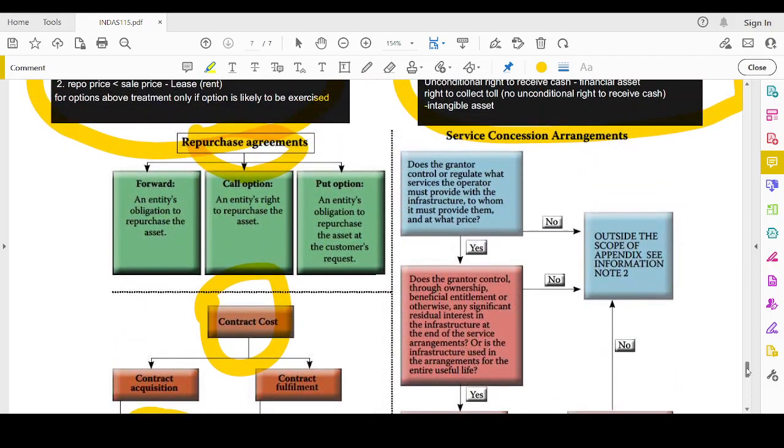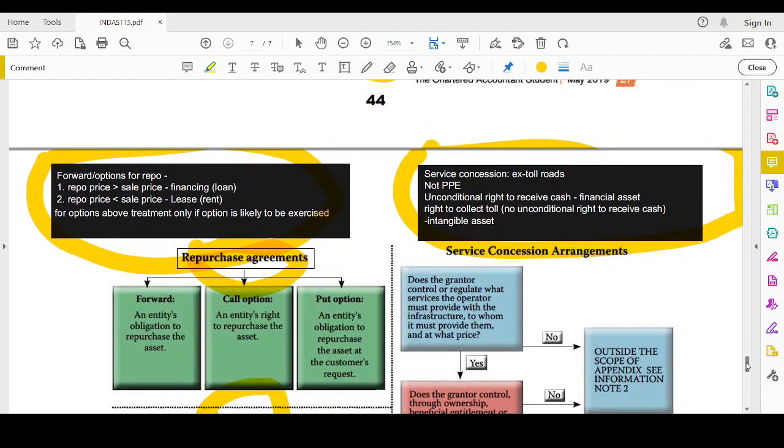Then service concession arrangement. So, the last concept, let's discuss it and leave. The best example would be toll roads. The entity just has a right to collect a certain amount, but we don't have ownership over the toll road. The government has the ownership. The entity doesn't have ownership of the toll roads.